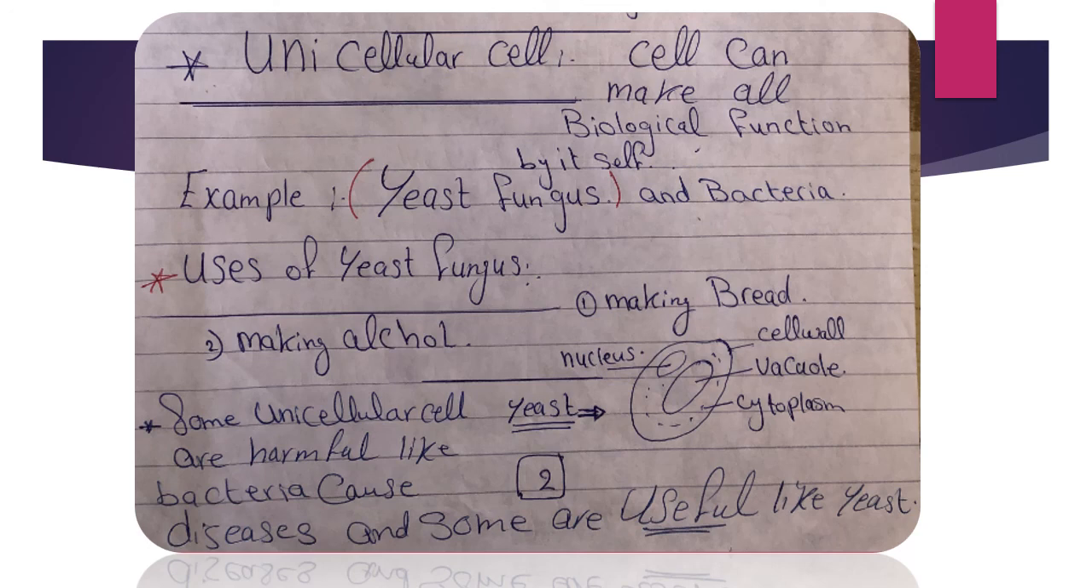واعرف الاستراكشر بتاع اليست فانجس واليوزز اوف يست فانجس يوزد ان ميكينج بريد اند ان ميكينج الكحول واعرف ايه الفرق بين المالتي سيلولار سيل هاز مور ذان وان سيل واليوني سيلولار سيل هاز اونلي وان سيل واكزامبل على المالتي سيلولار سيل البلانت سيل اند انيمال سيل اكزامبل على اليوني سيلولار سيل yeast fungus and bacteria. تمام ولازم اعرف ال function of each structure in each cell nucleus cytoplasm plasma membrane and cell wall and the chloroplast. طيب وايه كمان لازم اعرف ان not all unicellular cell are harmful some of them are harmful and some of them are useful for man.